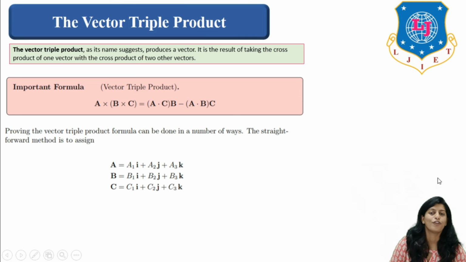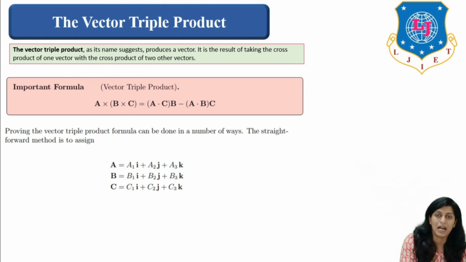The last topic of this session is the vector triple product. So what do we mean by vector triple product? The vector triple product, as its name suggests, produces a vector. It is the result of taking the cross product of one vector with the cross product of two vectors. Here you can see the vector triple product can be given as A cross (B cross C) or A dot C, B minus A dot B, C. So this is how we obtain a vector triple product, right?